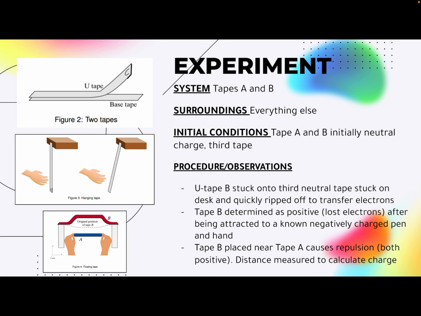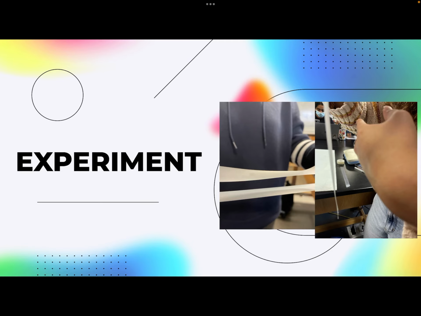A second piece of tape, tape A, is charged in the same fashion. When tape A and B are held close together, they repel, showing they are both positive. The distance between the tape due to the repulsion is recorded to later calculate the magnitude of their charges. And here's some images from the experiment that was done.